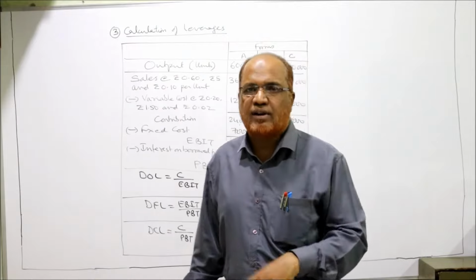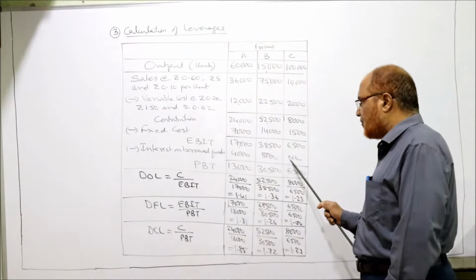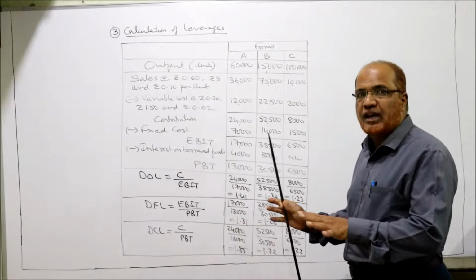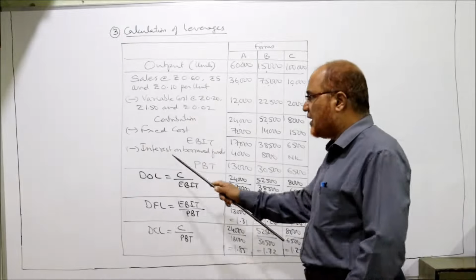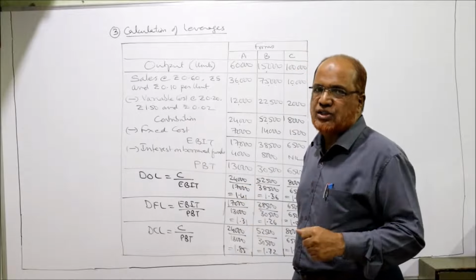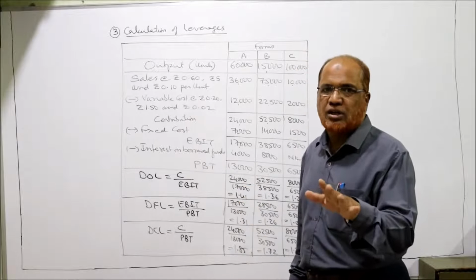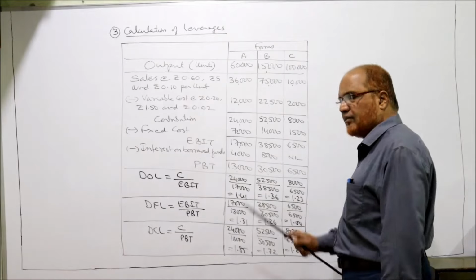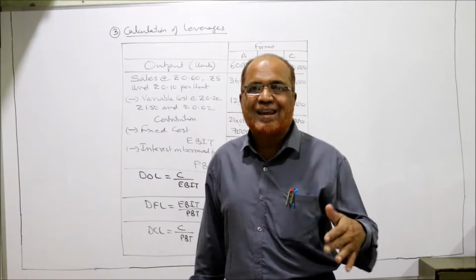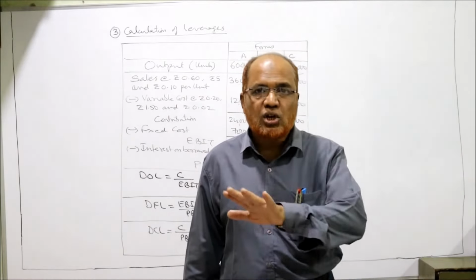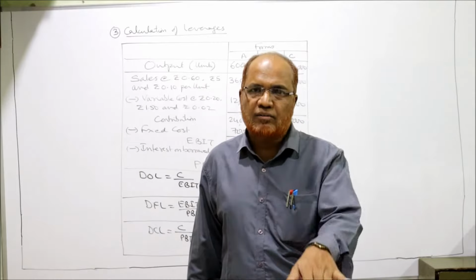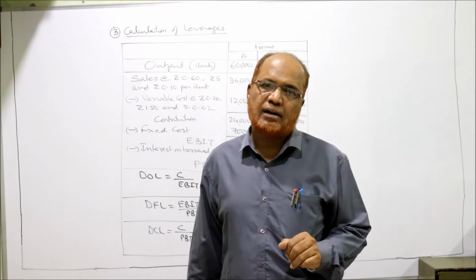Why is there no financial leverage? Because there is no interest on borrowed fund. This C firm has no borrowed fund, and because there is no borrowed fund, there is no interest on borrowed fund. There are no interest charges, no financial leverage. Only one type of leverage, operating leverage. Which firm? C firm. C firm is called a conservative firm. It is not taking risk. When it is not taking risk, its profitability will be comparatively low.